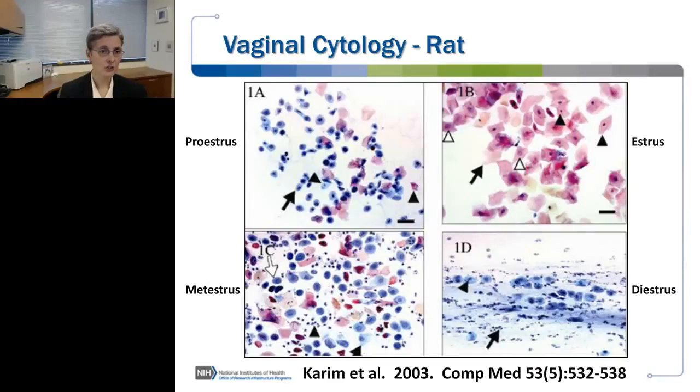This next slide just shows some representative vaginal cytology smears, just to give you an idea of what the differences are between the different stages. For proestrus, it's characterized by these small, round, nucleated epithelial cells that predominate. For estrus, it's characterized predominantly by these irregularly shaped cornified squamous cells. For metaestrus, you predominantly see these leukocytes and a few cornified cells. And then for diestrus, you see predominantly leukocytes and a few of these round cells as you transition to proestrus.